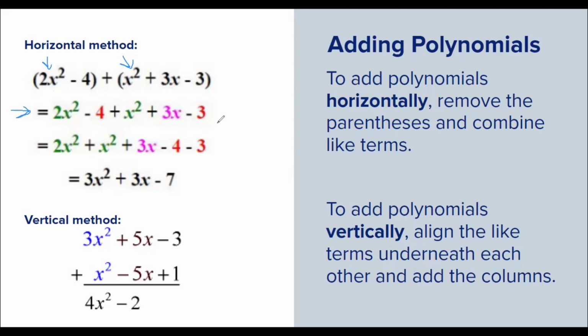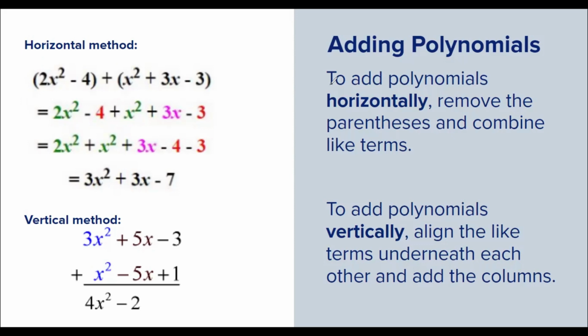So you have to identify which terms are similar. I see that the 2x squared right here can combine with the x squared right here, and those two add to 3x squared. And now with the negative 4, I can combine that with the negative 3, and those combine to equal negative 7. And the last term left can't be combined with anything else. It's just this 3x, so that's going to remain the same. So the combination of all these steps yields 3x squared plus 3x minus 7.